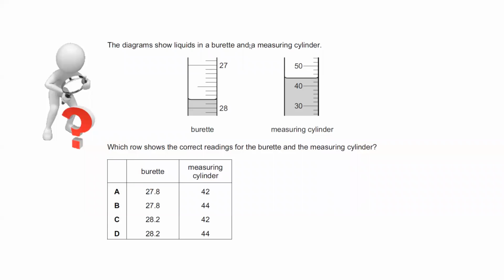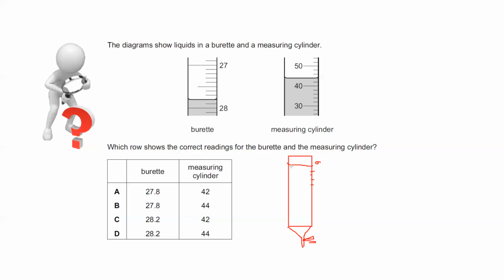Now, how do we read a burette and how do we read a measuring cylinder? For a burette volume, the readings start from the top. Why do the readings start from the top? For example, if this is a burette and there's a tap at the bottom, 0 is written at the top, and then 0.1, 0.2, 0.3, and so on. What is the reason for that?